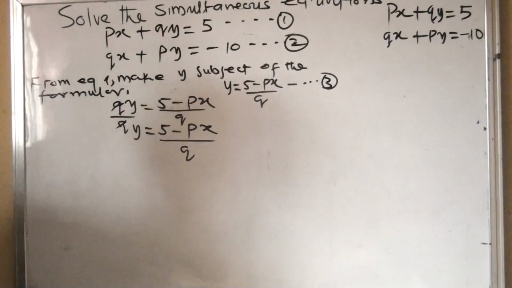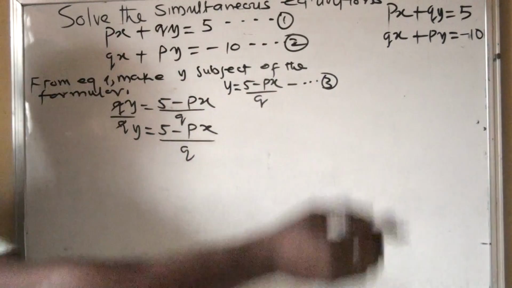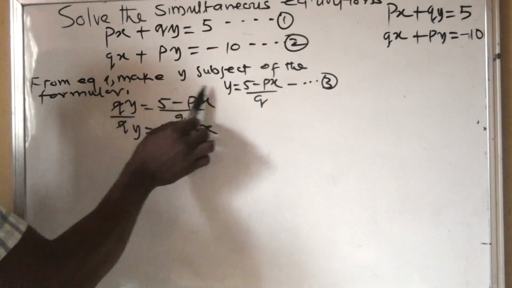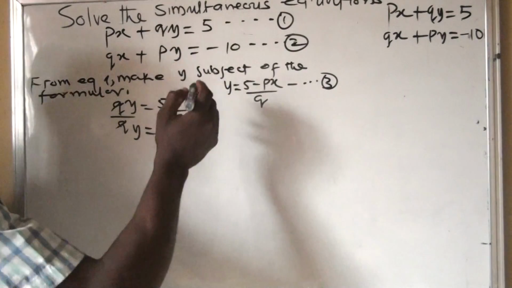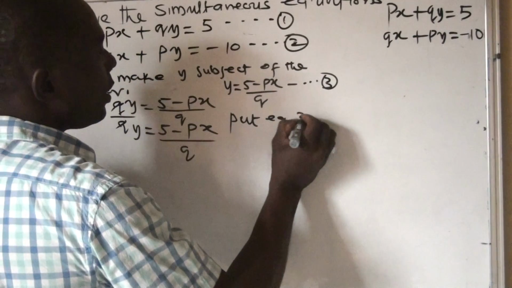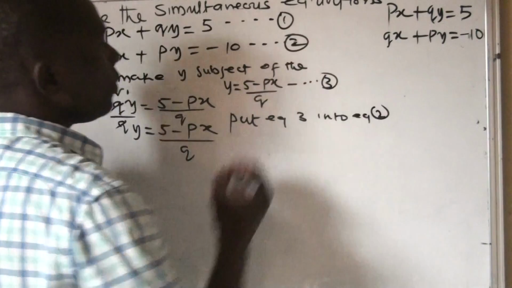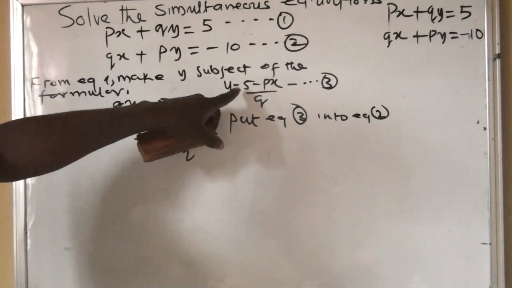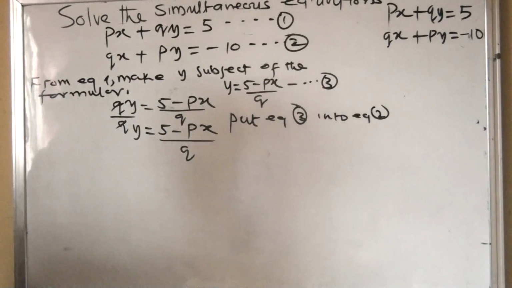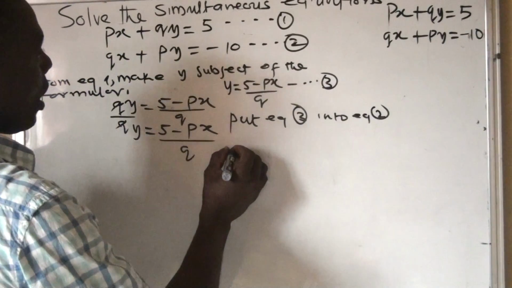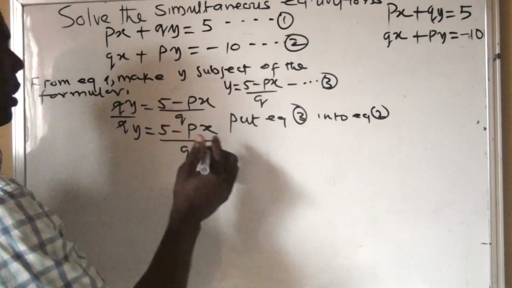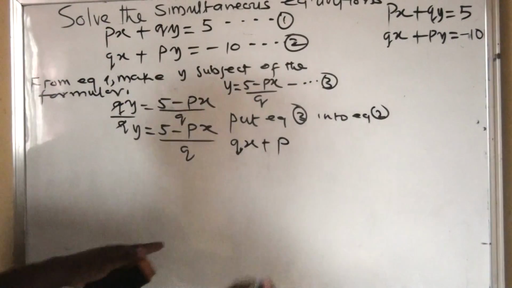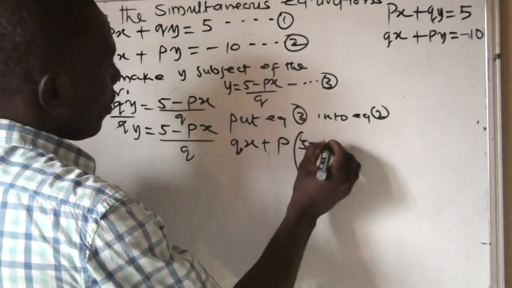Okay, and once we obtain equation 3, what do we need to do? We put it back into equation 2, not the equation used initially to make this one the subject of the relation. So don't make that mistake. When I say put equation 3 into equation 2, wherever we see y in equation 2, we put 5 minus px all over q. That's the implication there. So our equation 3 is this, and equation 2 is this. So our equation 2 is qx plus p, our y is the whole of this, so we open bracket of 5 minus px.